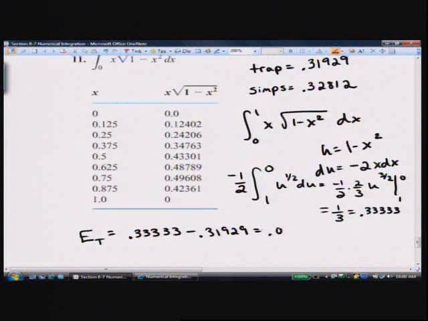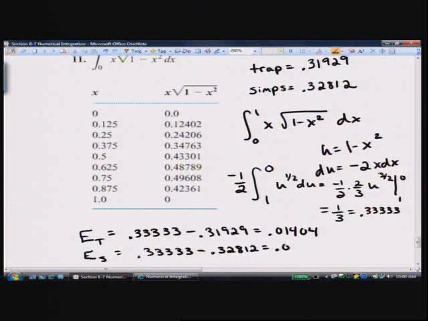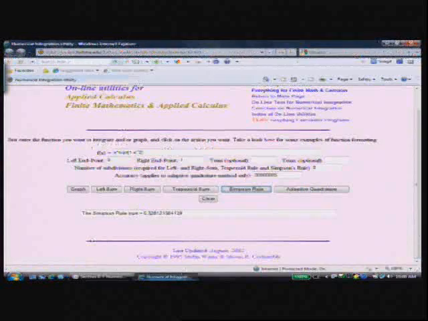Which is 0.01404, and E of S is 0.33333 minus 0.32812, which is 0.00521. Okay?